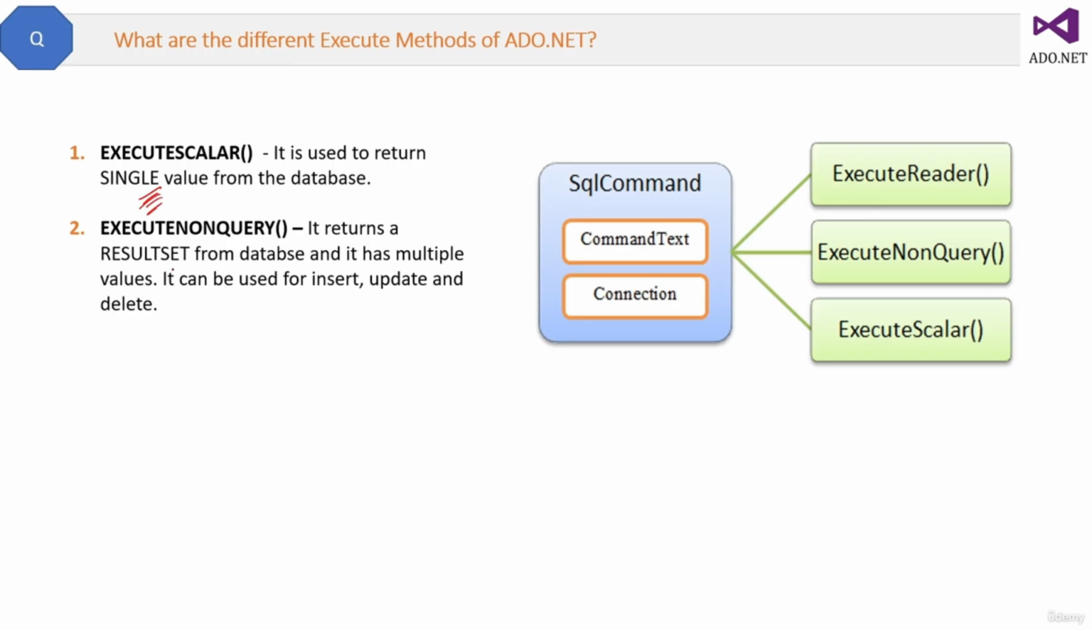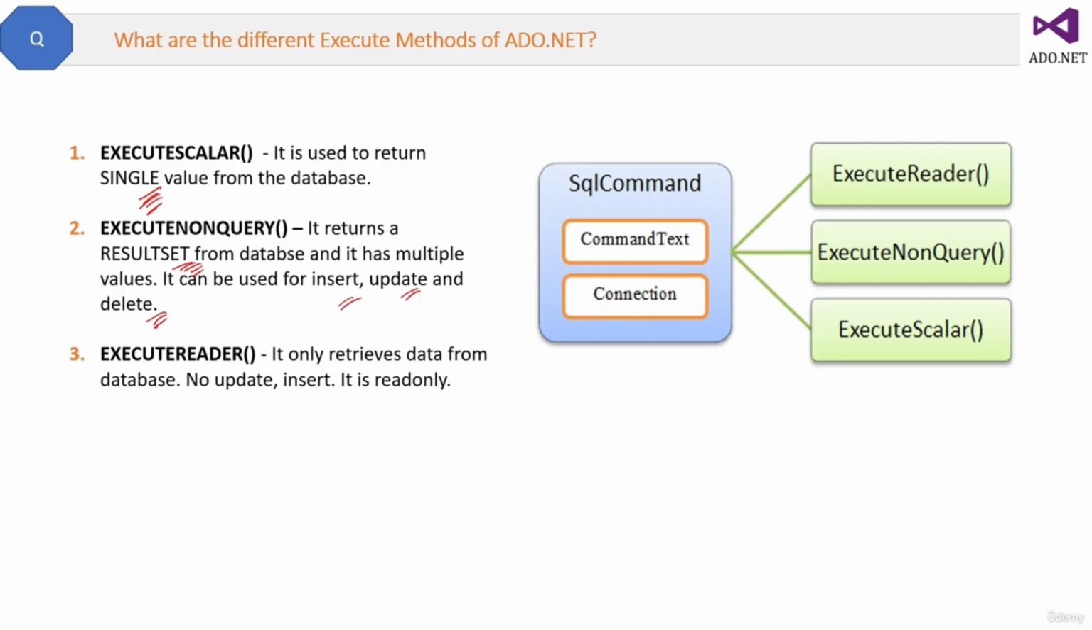Then second is the ExecuteNonQuery method. It is used to insert, update, and delete data from the database. That is ExecuteNonQuery. And the last one is ExecuteReader. It only retrieves the data from the database. No update, no insert. It is read only. So this is the basic idea of the execute methods of ADO.NET.